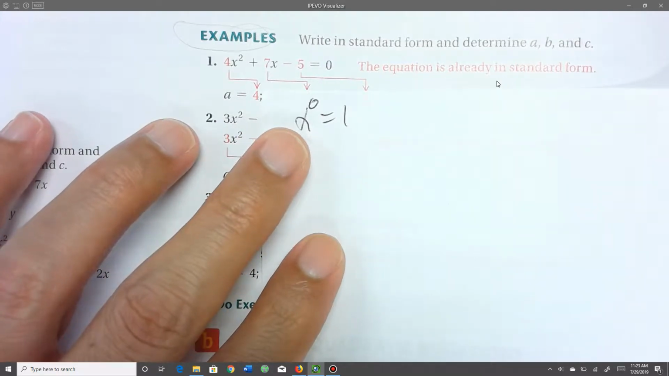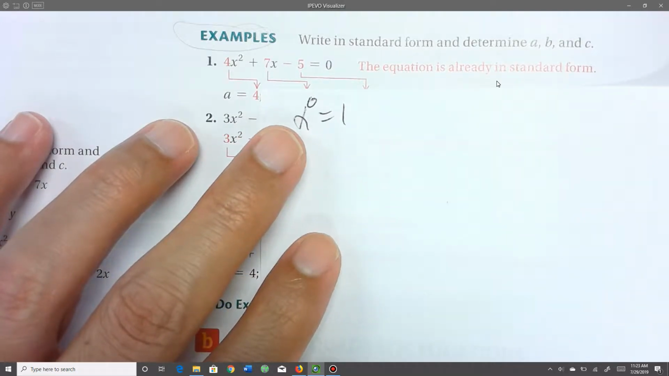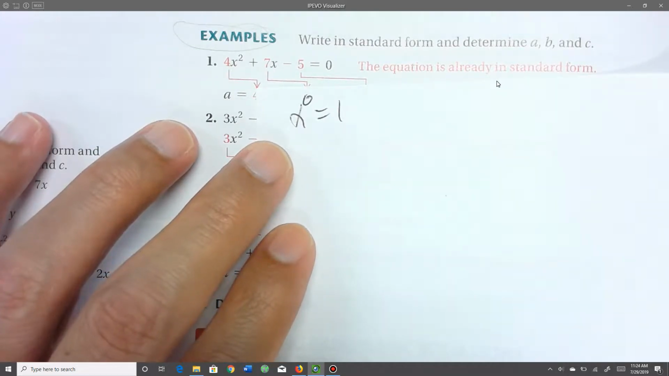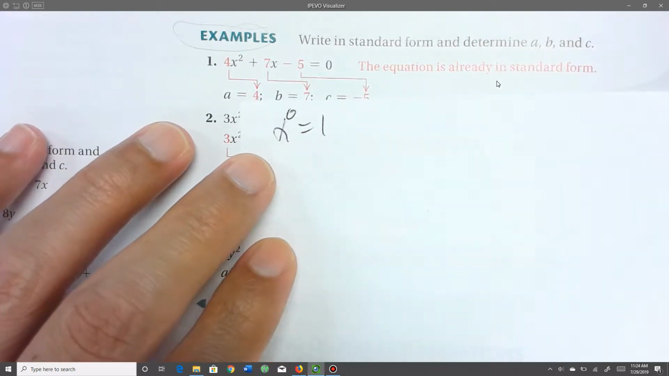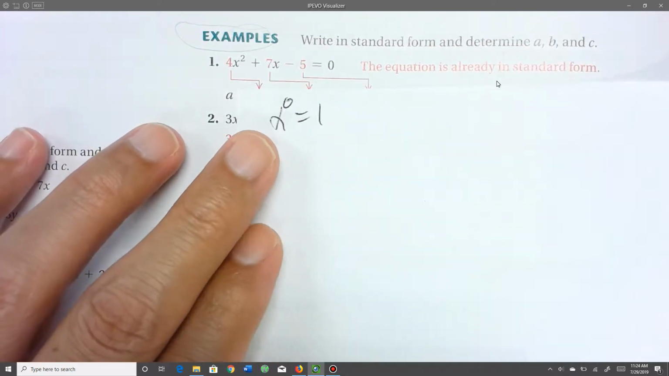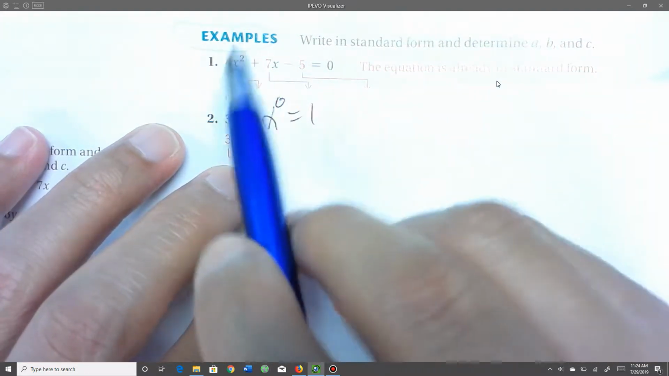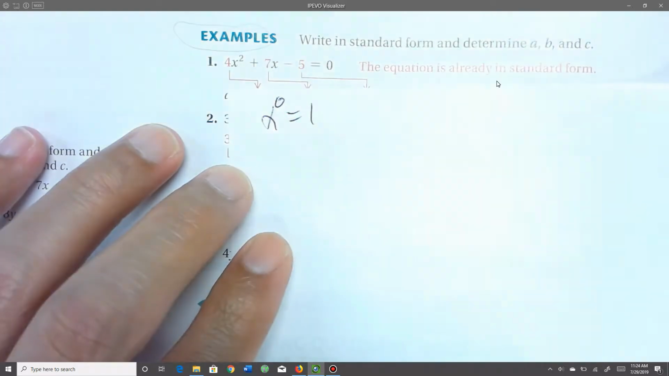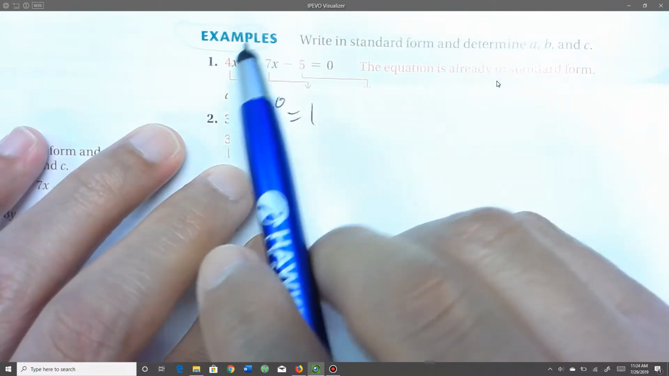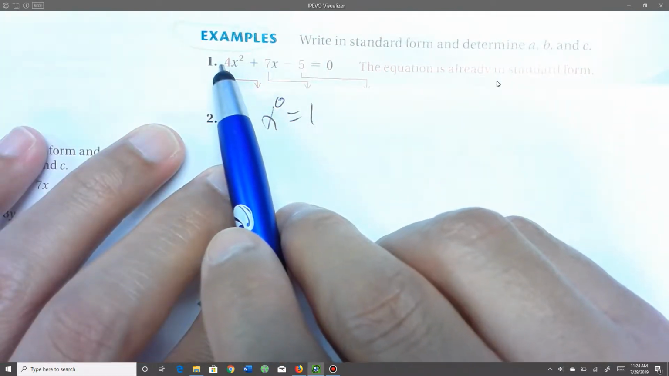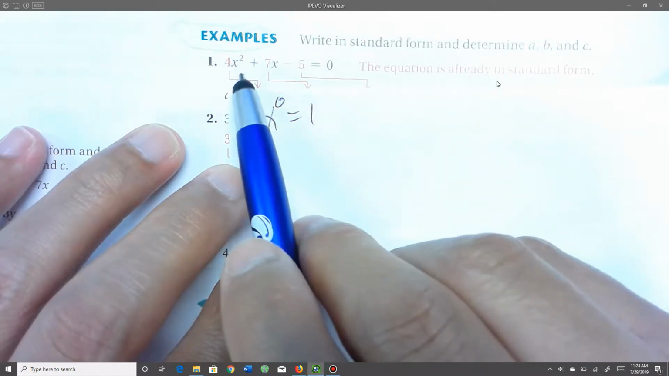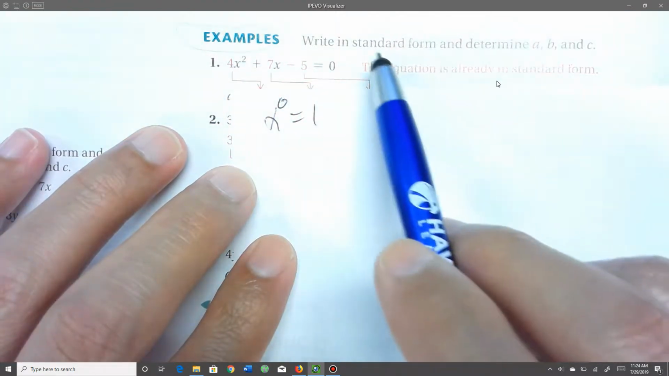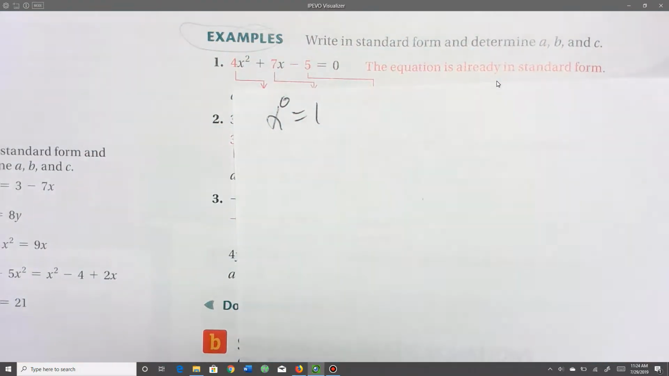Okay, so if we want the expression to be in standard form, then we need to write the quadratic in this form, and the leading coefficient has to be positive, and the leading term has to have a power of 2. Write in descending order, and that's in standard form.